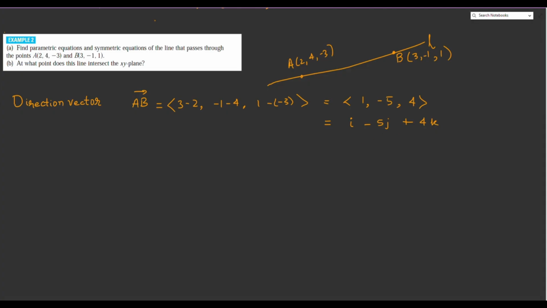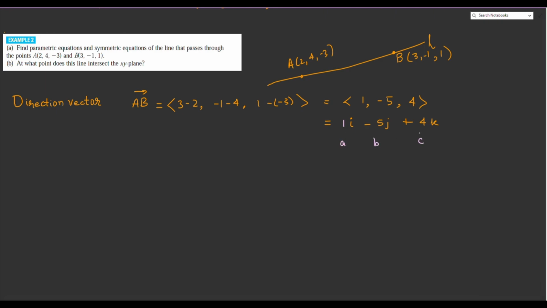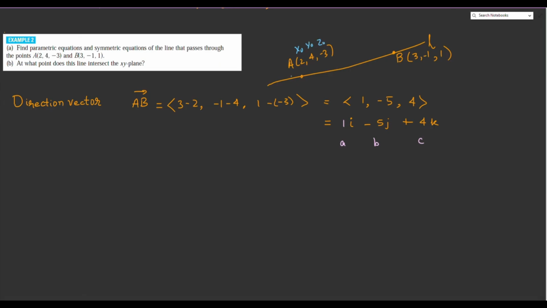It means that the numbers written with i, j and k are the values of a, b and c. With i we have the number 1, so that is our a, b equals minus 5 and c equals 4. And now the other thing, we need a point. You can choose any one of these points as your x0, y0, z0. So let us choose point A as x0, y0 and z0. You can also choose the point B, there is no problem with that. So the line is passing through the point A, which has the coordinates 2, 4, minus 3.